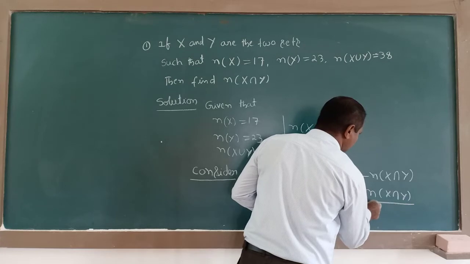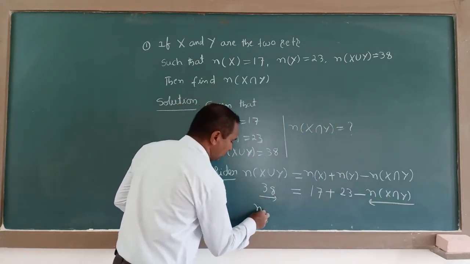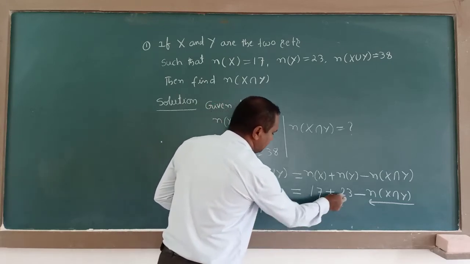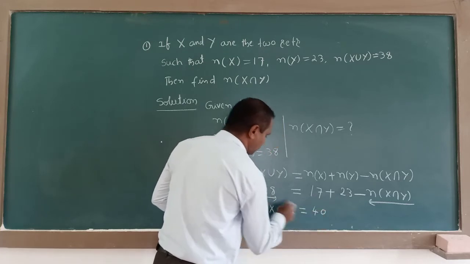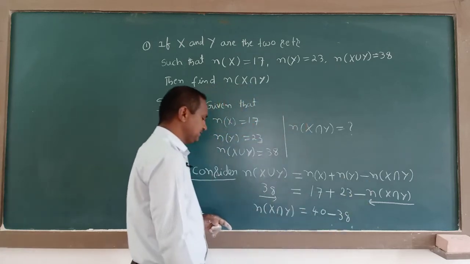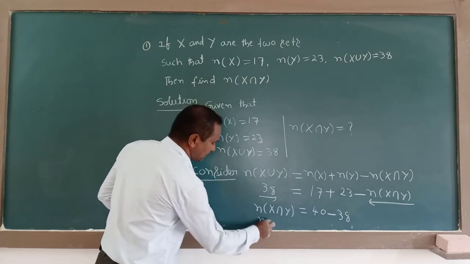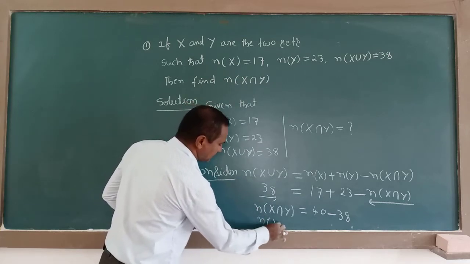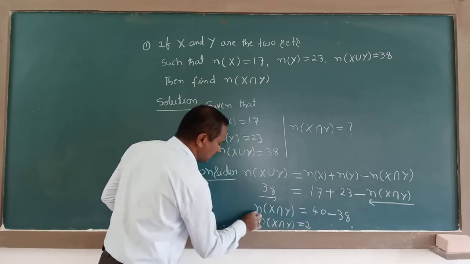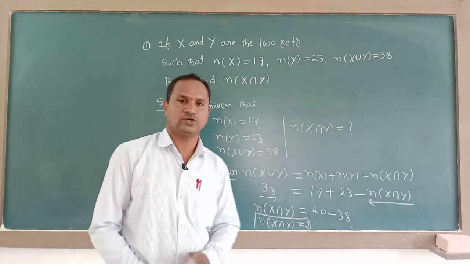Send n of x intersection y to this side and send 38 to that side. Then n of x intersection y is equal to 17 plus 23, 40. If we send 38 to that side, it becomes negative 38, that is minus 38. Final answer is how much here? N of x intersection y is equal to 2. Two is the answer here. N of x intersection y is equal to 2.